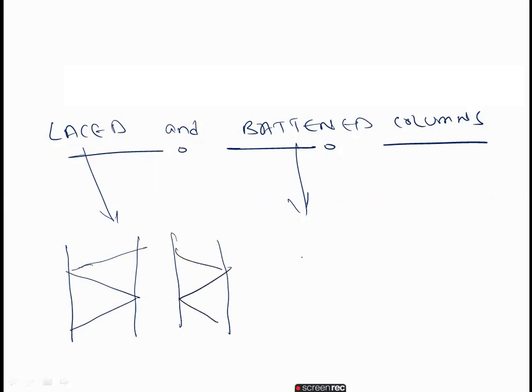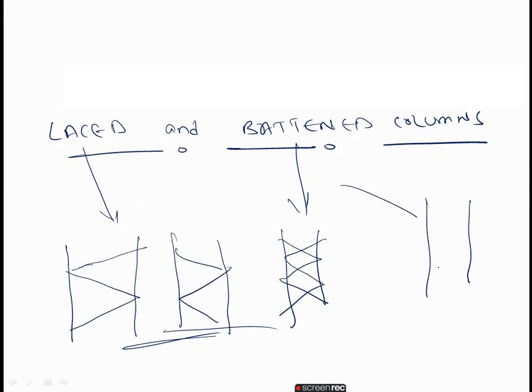Sometimes you will observe it is like this also. Okay. These are the lacings, and the battens are, if you go through the railway stations where you are sitting for the train, the column sections are like this. These are the battened columns. So these two types of columns we are going to discuss.